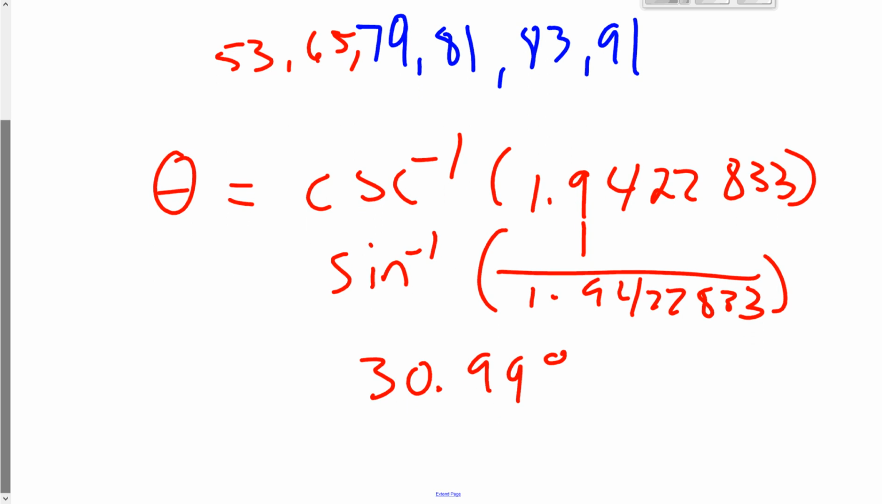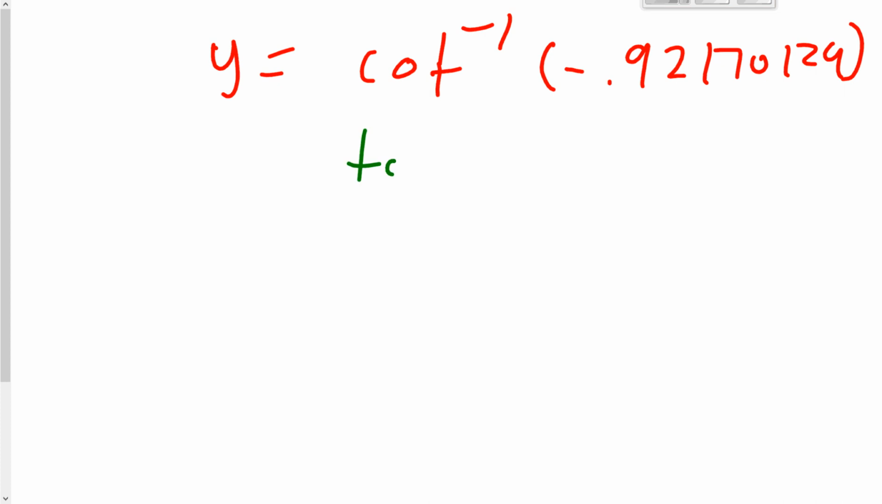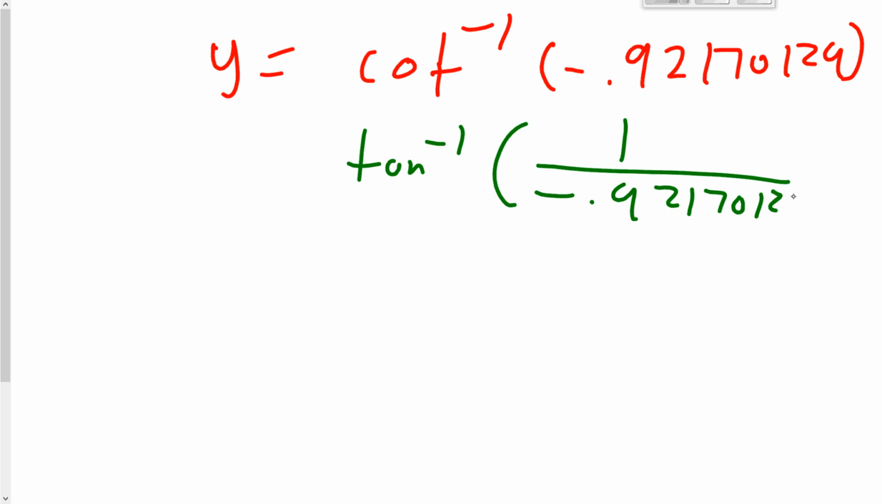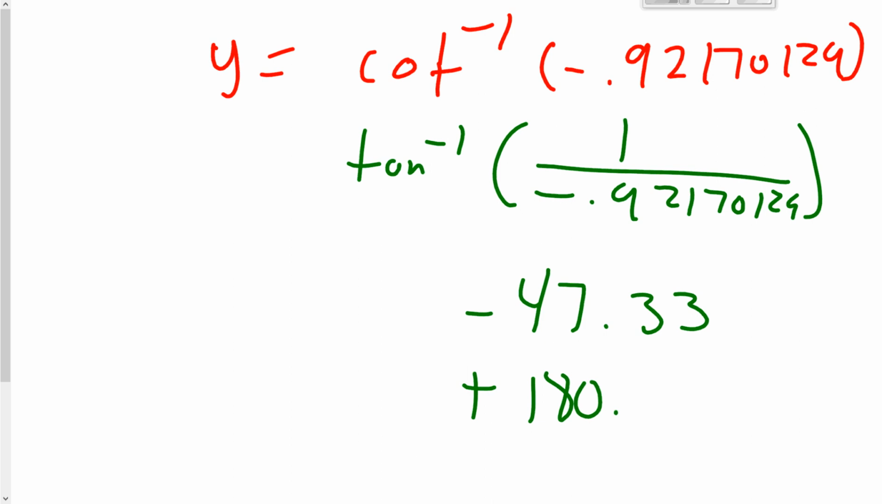Number 65, same kind of thing, except, of course, we're going to do cotangent. So we're going to write it as tan inverse of 1 over that. And then we're just going to make sure when we do that, that if we get a negative number, we need to be between 0 and 180. So if it's a negative number, we need to add maybe 180 to that. So we get like negative 47.33. And so then we need to go ahead and add 180 to that, because that will get us into the first and second quadrant, right?